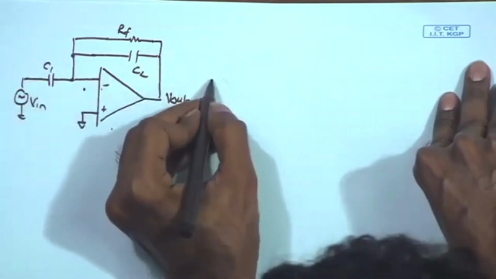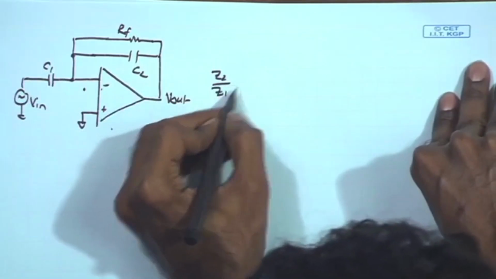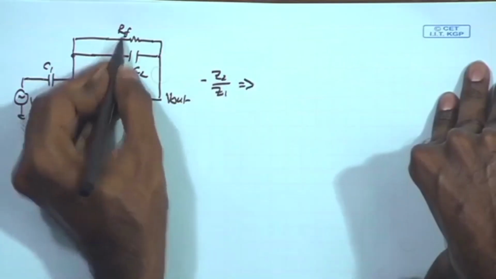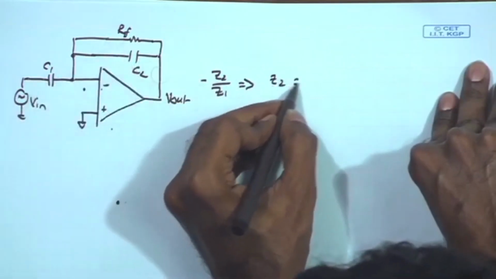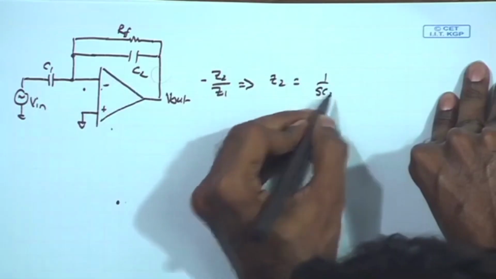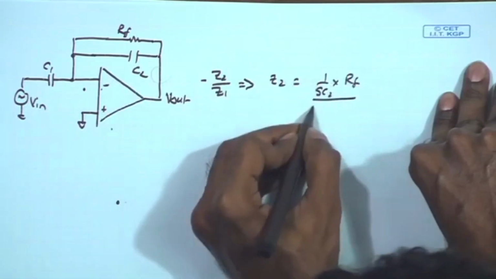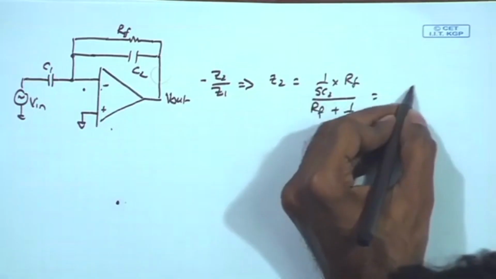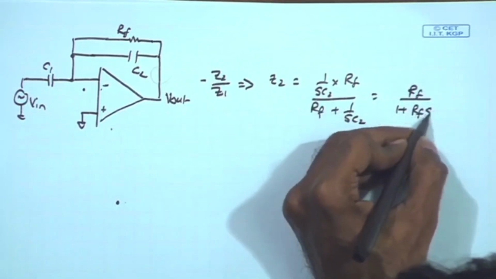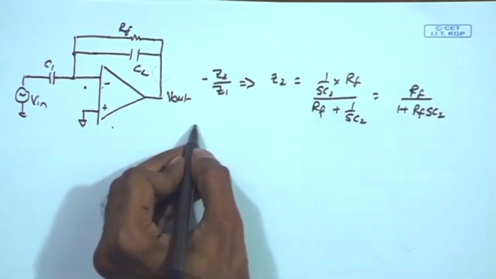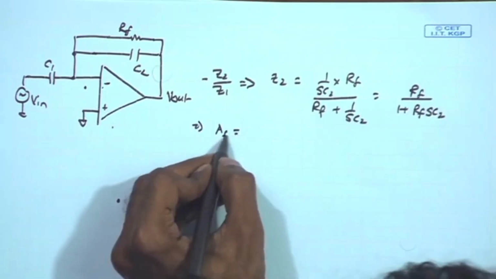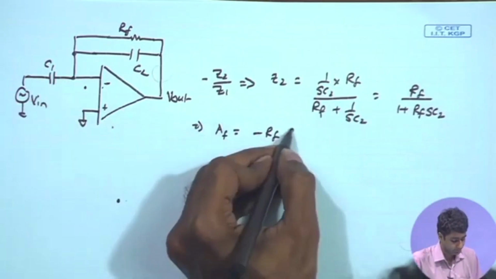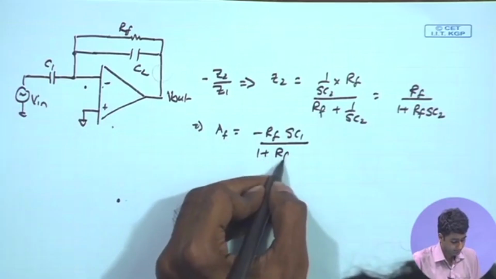So, I can just write it down as minus Z2 upon Z1, where Z2 is the parallel combination of RF and C2. So, I can find out Z2 first, which is 1 upon SC2 parallel RF, that is RF upon RF plus 1 upon SC2, and this is going to result in RF upon 1 plus RF SC2, and therefore, the closed loop gain is minus Z2 upon Z1. Z1 is 1 upon SC1. So, you have SC1 RF upon 1 plus RF SC2.